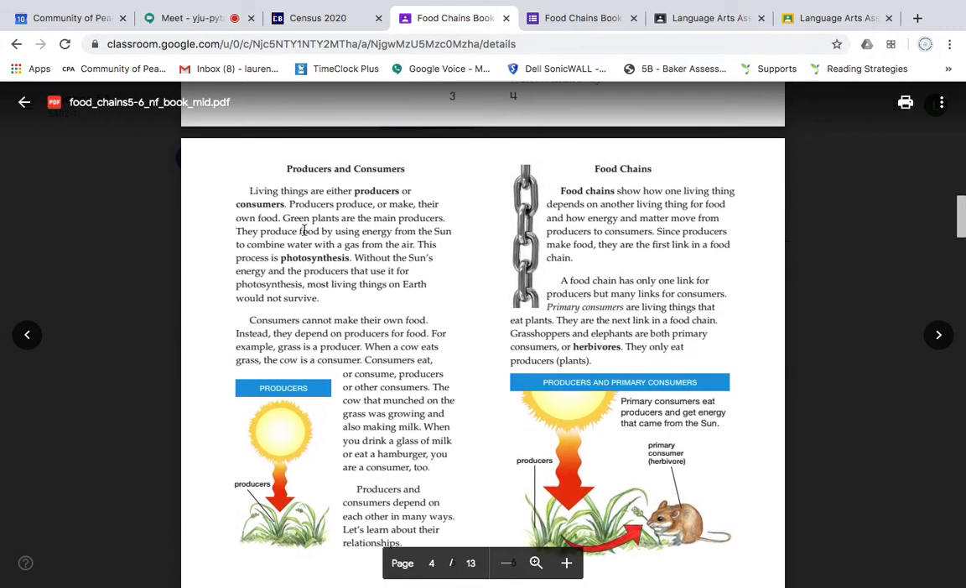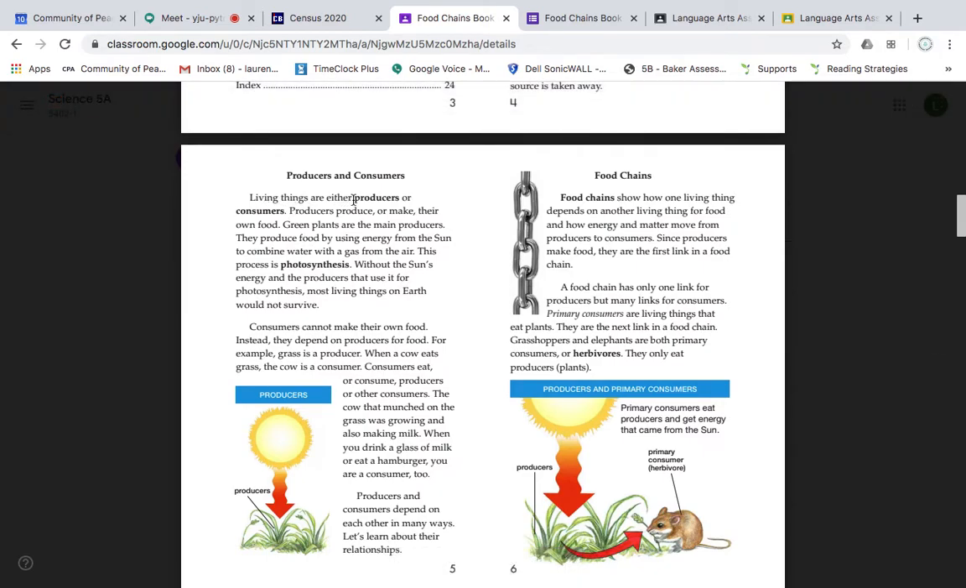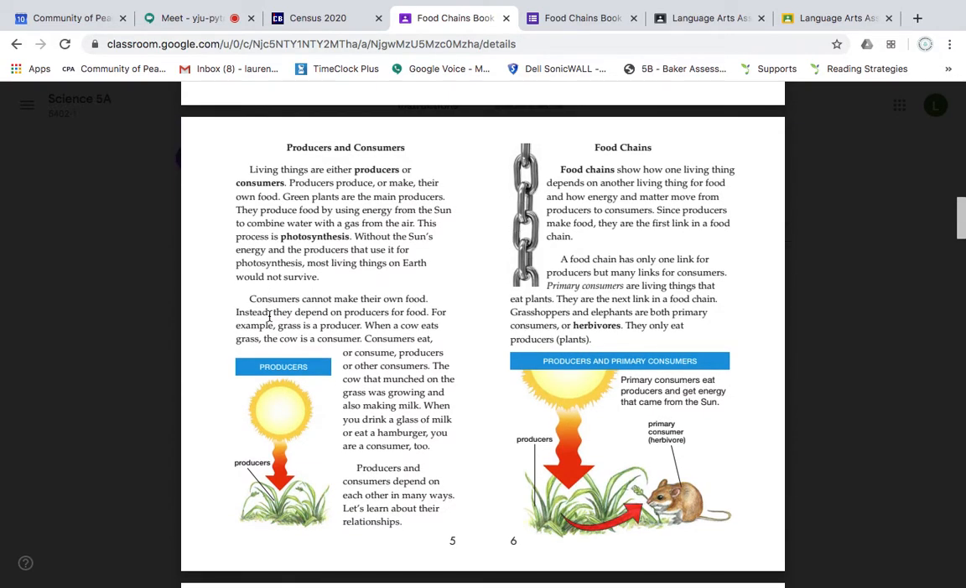Producers and consumers. Living things are either producers or consumers. Producers produce, and produce means make their own food. Green plants are the main producers, so green plants make their own foods. They produce food by using energy from the sun to combine water with a gas from the air. This process is called photosynthesis. Without the sun's energy and the producers that use it for photosynthesis, most living things on Earth would not survive.